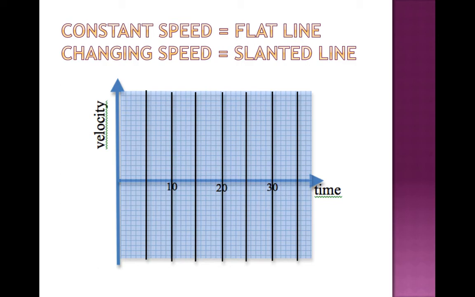The next thing is talking about constant speed versus changing speed. If it's a flat line, then it's going at a constant speed because for all times, it is the same velocity. At 10 seconds, it's this velocity. At 20 seconds, it's the same velocity. And here we have a changing speed. It started off at a high velocity because it's far from the x-axis, and then it went down to a low velocity. That velocity is changing.